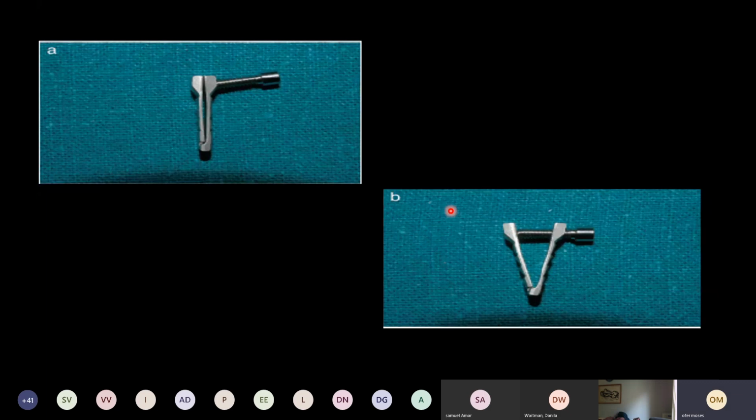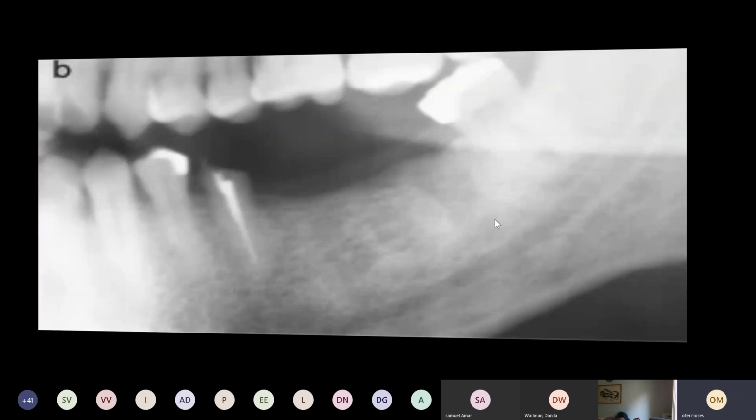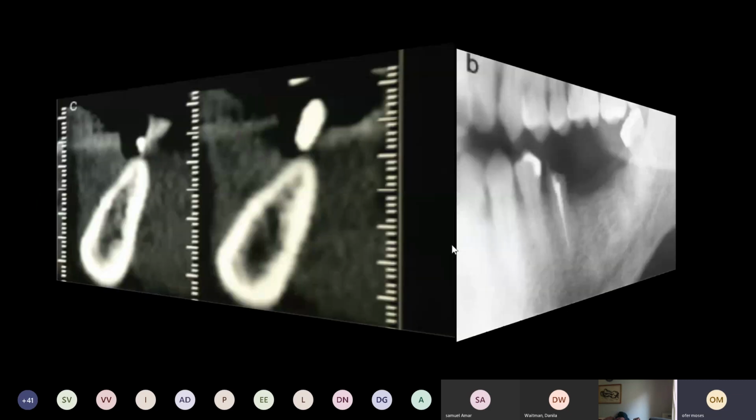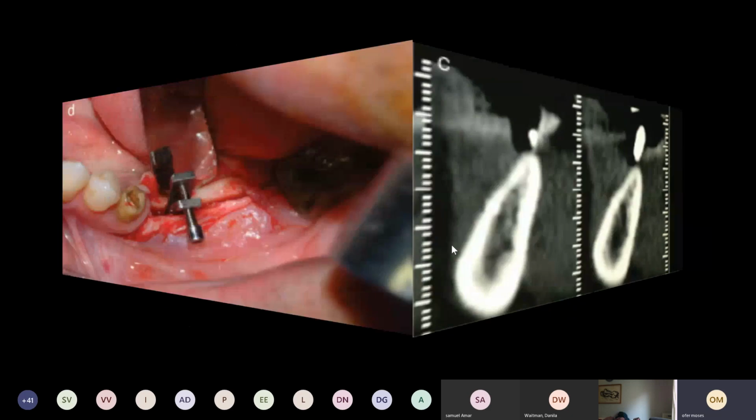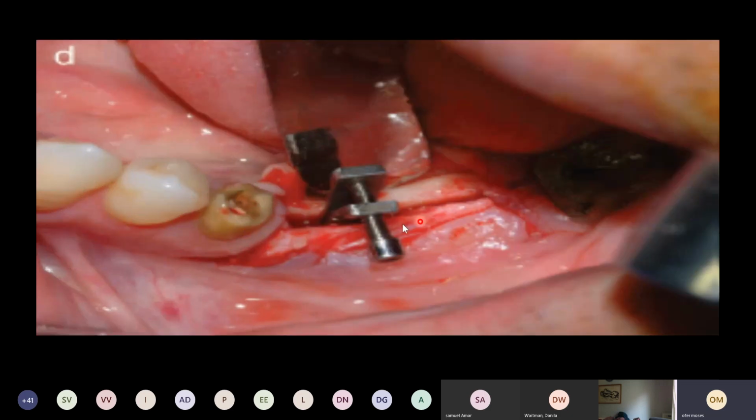I do not suggest it because sometimes these tools are lost from their place, and usually it's quite painful for the patient. But I have to show you because it's another potential area, and also in this case, two implants were successfully installed in this area.